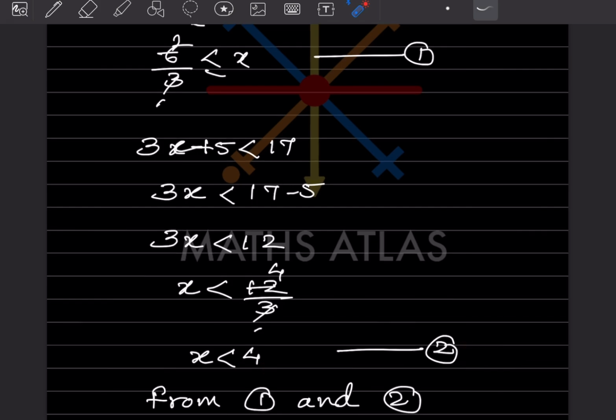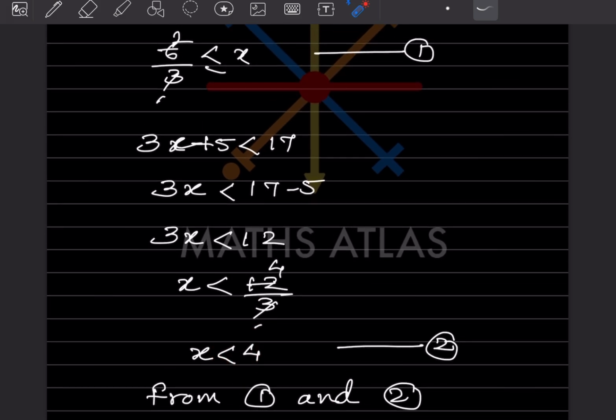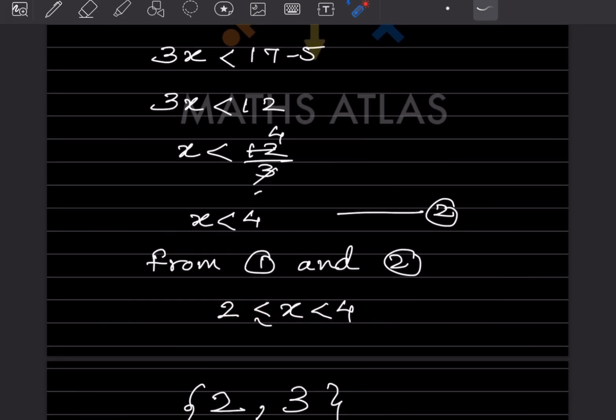So for 1 and 2, what we can see, we'll keep here x. Now you can see here x is less than 4. And here what you can see, 2 is less than or equal to x. So from this one, 2 is less than or equal to x means 2 should be there because it is equal to. So we'll write here 2. And here it is less than 4.